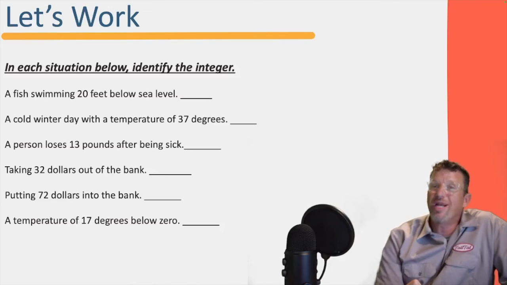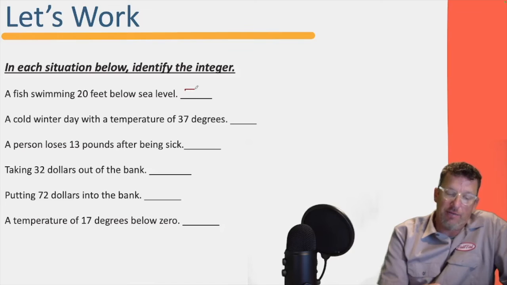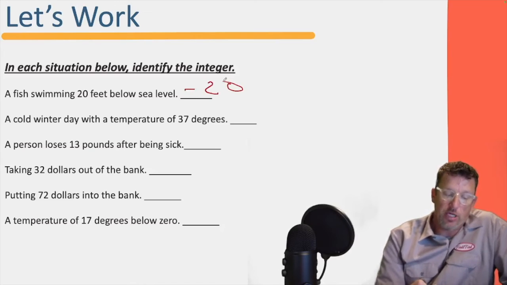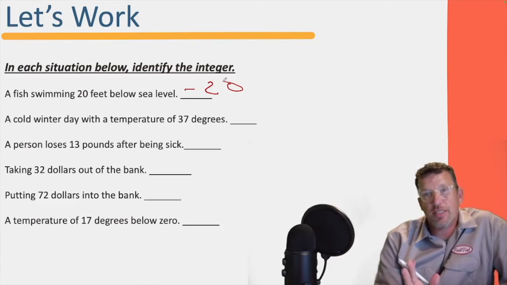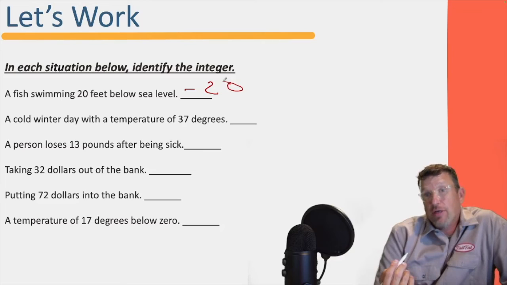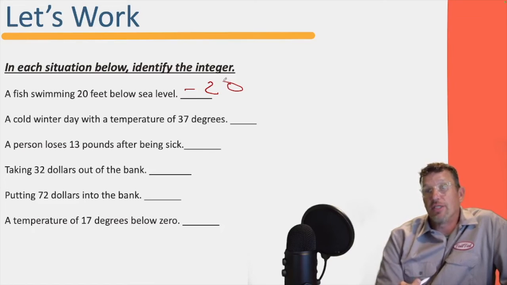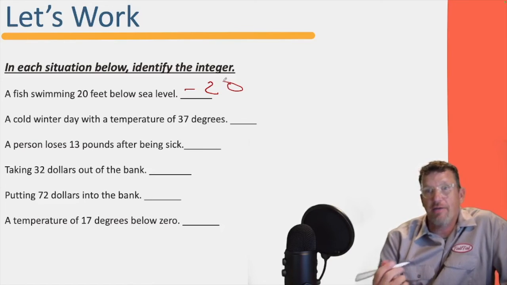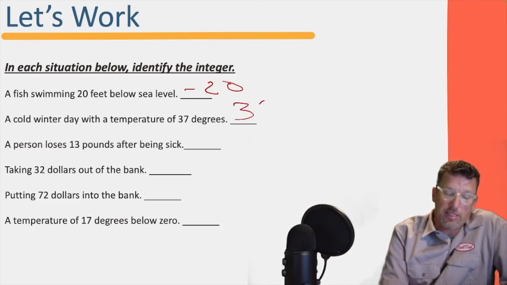Fish swimming 20 feet below sea level. 20 feet below. That's going to give us a -20. A cold winter day with a temperature of 37 degrees. Be careful, just because it says it's cold doesn't mean it's going to be a negative number, because 33 degrees is freezing in Fahrenheit. So that means our cold winter day, 37 degrees, is still cold. It doesn't say a negative or below 0 temperature. So this is just going to simply be 37.